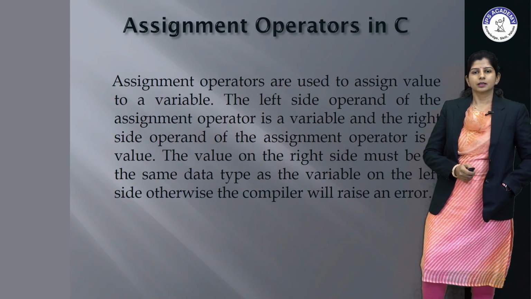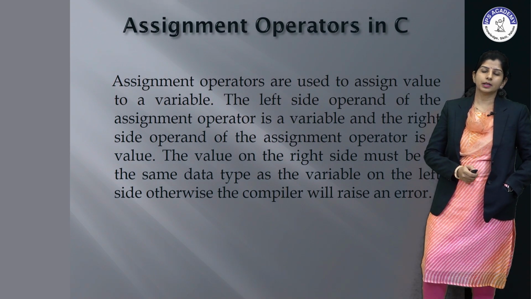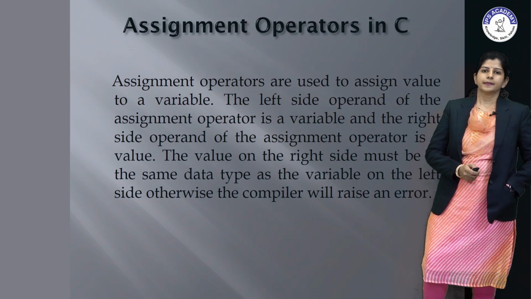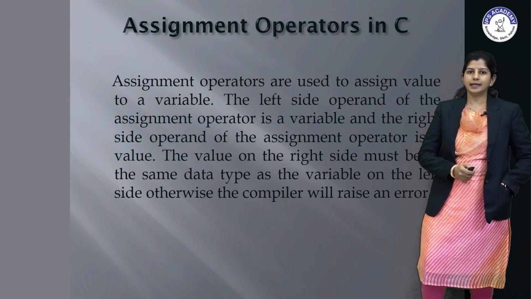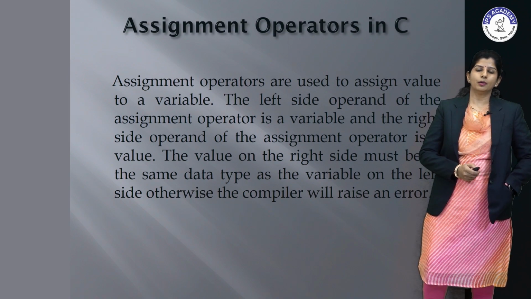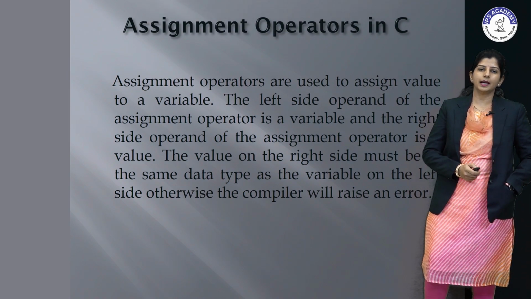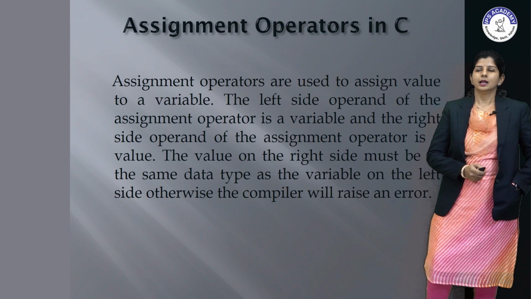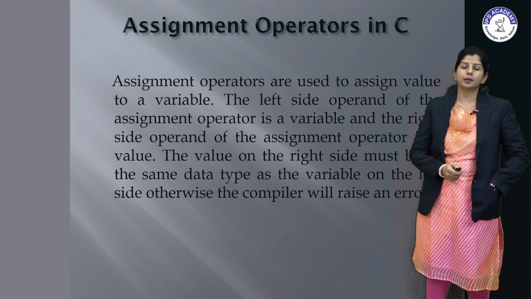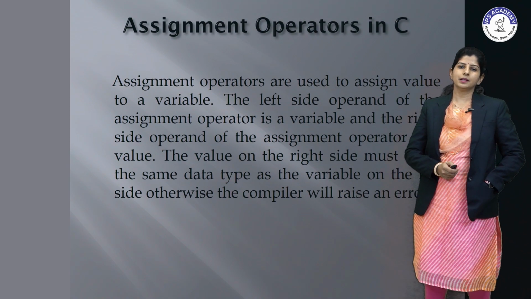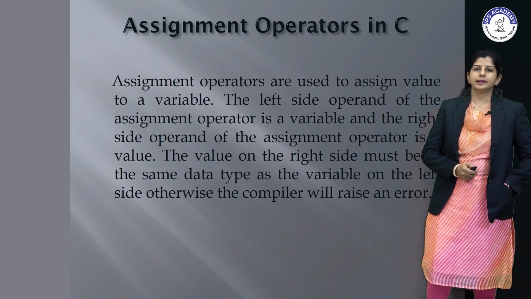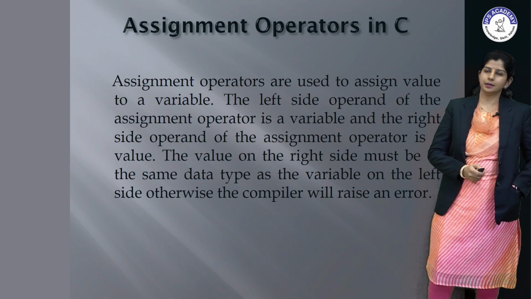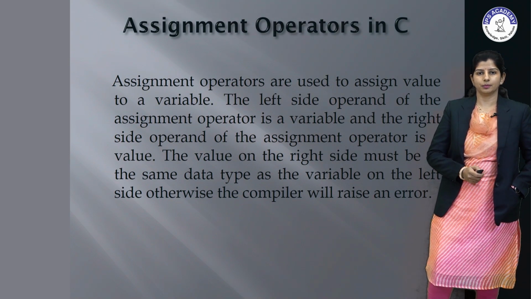The assignment operator assigns a value. But how? From the definition, the operand on the right-hand side assigns its value to the operand on the left-hand side with the help of the assignment operator. Just like if I write C equal to A plus B. A plus B is on the right-hand side and C is on the left-hand side, and between them I am using the assignment operator.